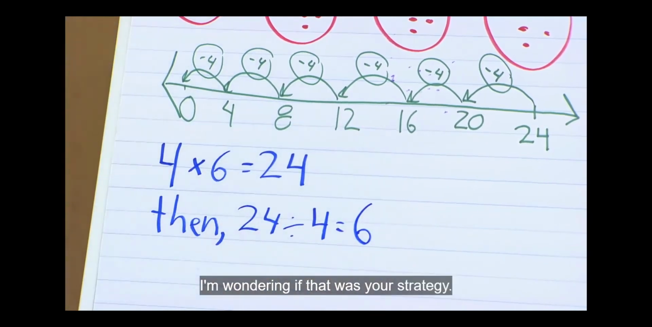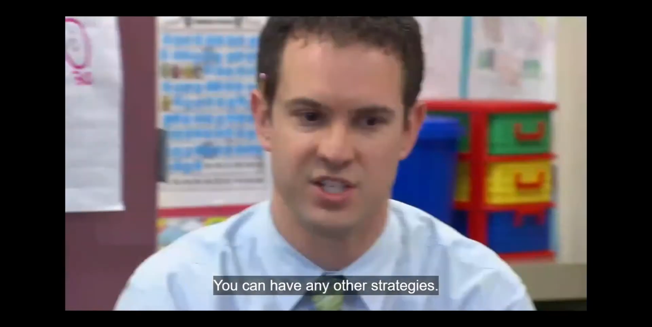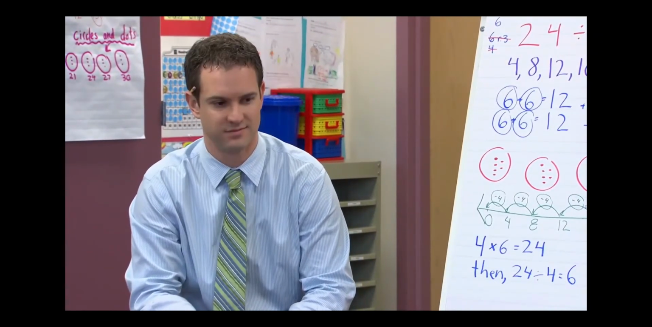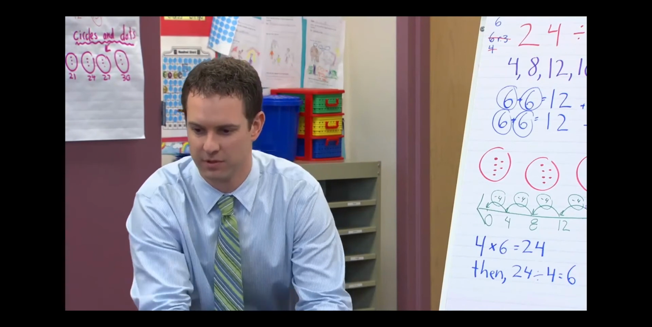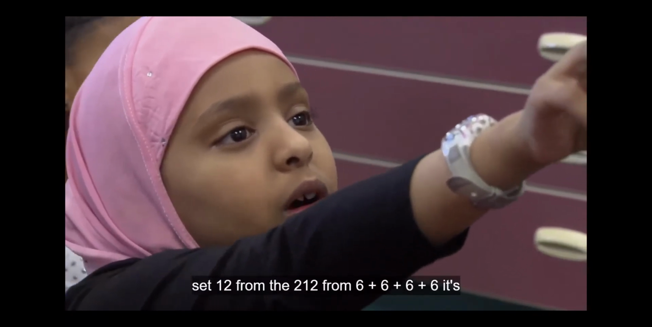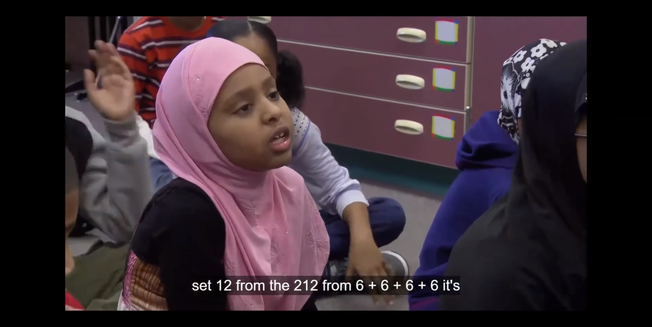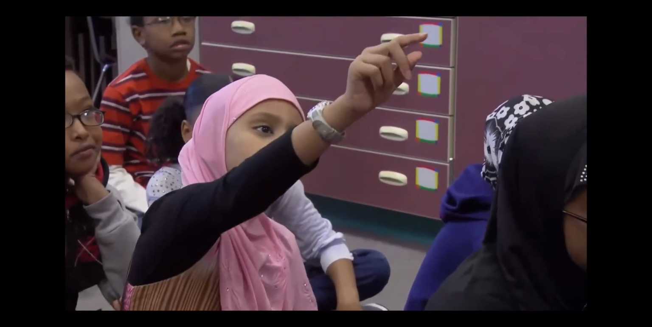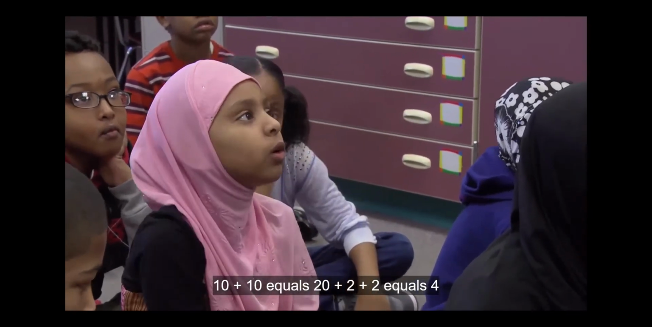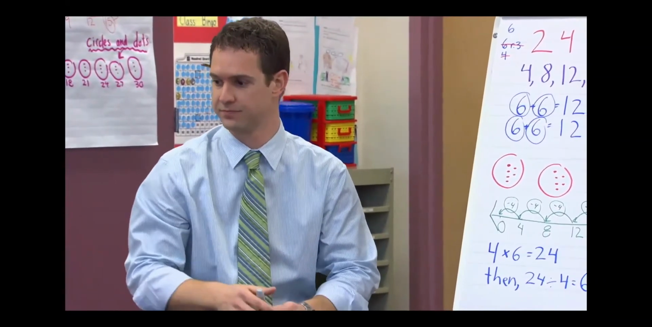I'm wondering if that was your strategy. Can anyone think of any other strategies? Luna M? The two 12s from 6 plus 6 and 6 plus 6. Yeah. 10 plus 10 equals 20, and then 2 plus 2 equals 4. Wonderful. So you used what you knew about place value to solve it. Okay. Fine.